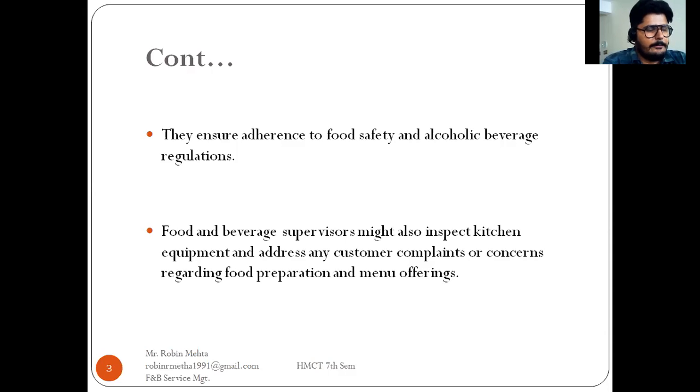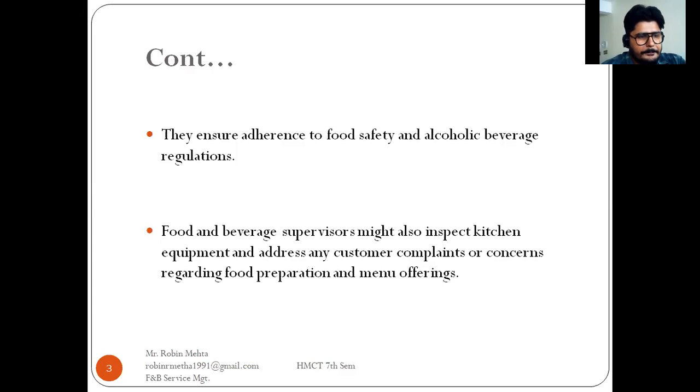Okay, and if required, they provide that, or they do all the documentation for that. Okay, whatever documentation is required for obtaining those certificates, they also do that. And the next point, food and beverage supervisor, sorry, might also inspect kitchen equipment and address any customer complaints or concerns regarding food preparation and menu offerings.